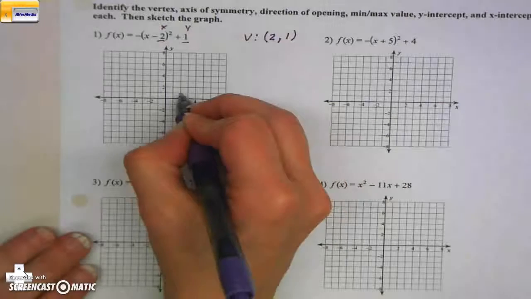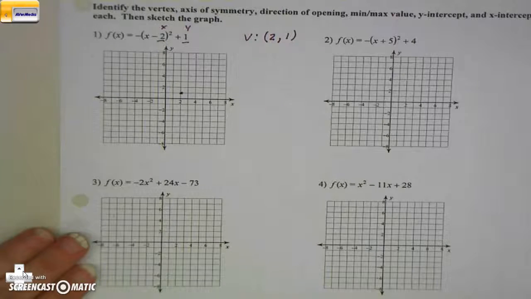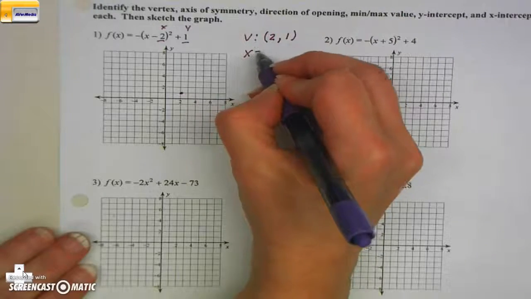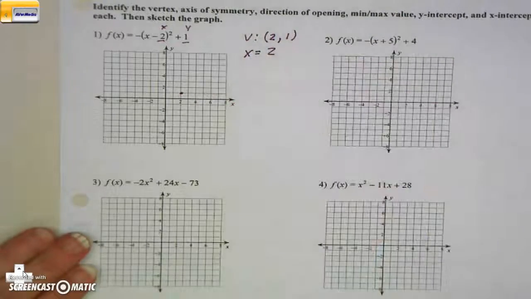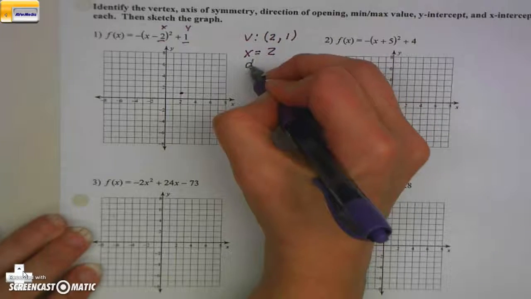So 2, 1, vertex. Okay, what's the axis of symmetry here? X equals 2. It's an axis, so I need an equation. All right. You gotta tell me how to draw it, and that's what that's saying. Direction of the opening? Down.